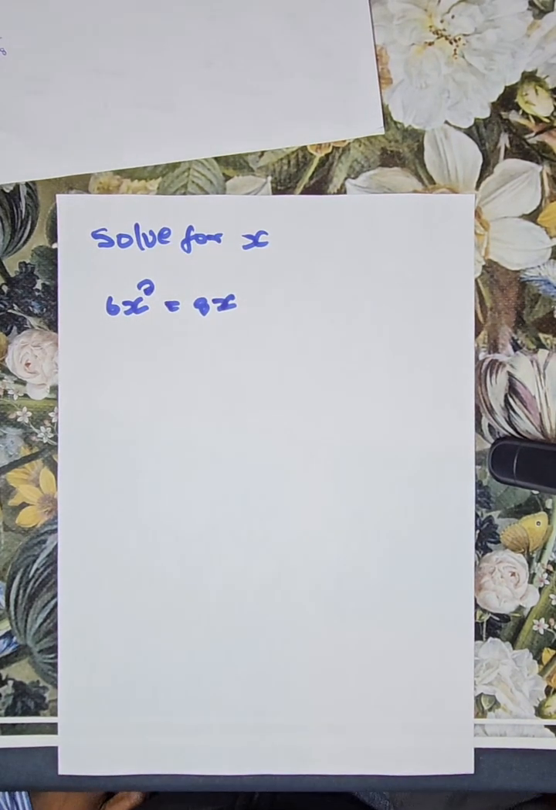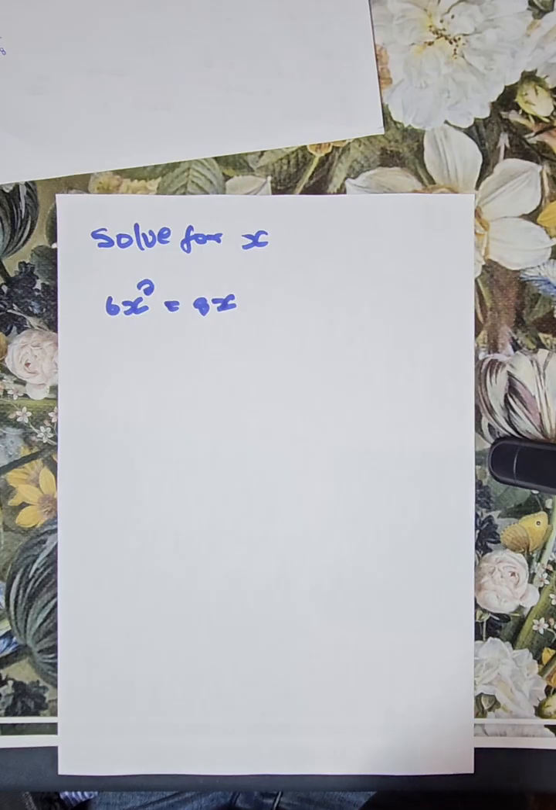Solve for x, and we are given 6x squared equals 8x. As we see here, we have x raised to the power of 2. So our highest power of x here is 2. That means we are dealing with a quadratic equation.